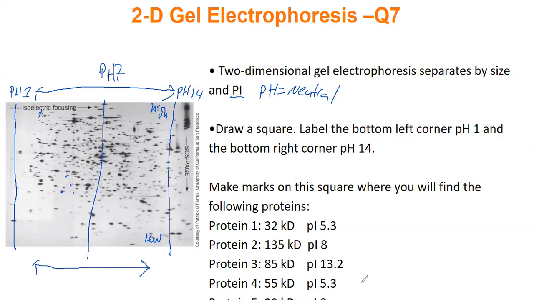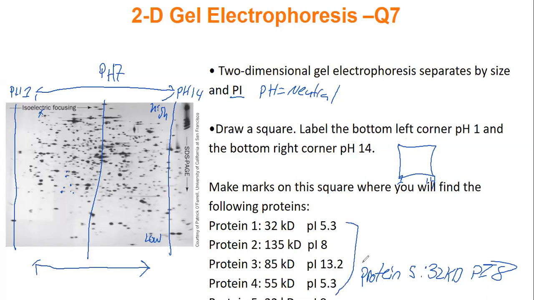But let's see if we have this. So let me rewrite this. Protein 5 got cut off. That has a weight of 32 kilodaltons, isoelectric point of 8. I want you to draw a square, label the left corner pH 1, then pH 14 at the right corner, and tell me where you're going to find these 5 proteins on your square. So using 2D gel electrophoresis, I will give you the answer to this in a minute or two. But see if you can figure that out.